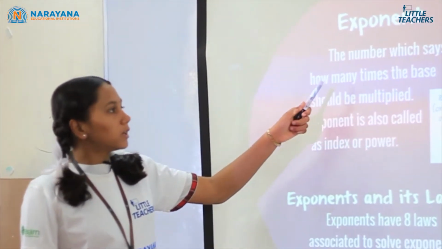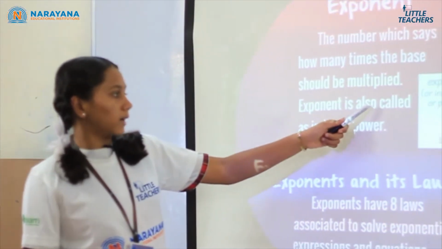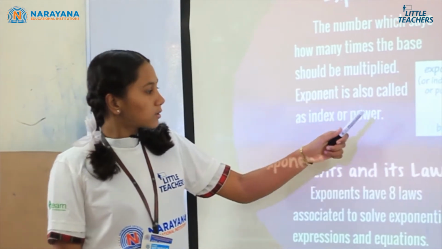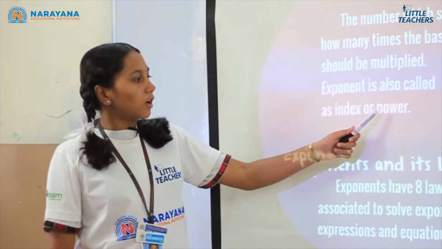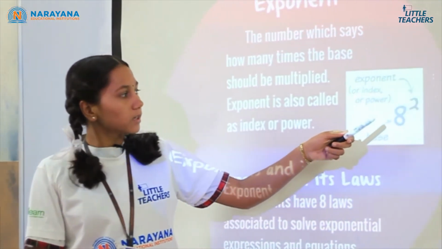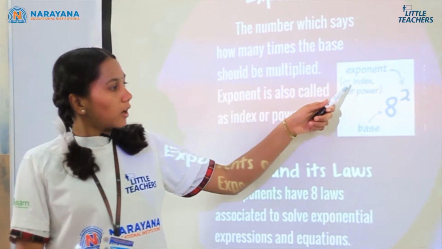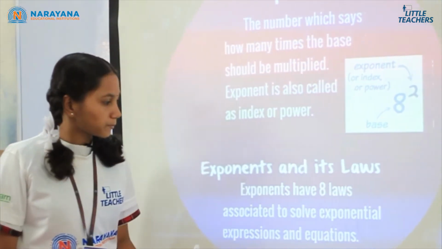Exponent is the number which says how many times the base should be multiplied. Exponent is also called index or power. Here we have an example of an exponent. Here 8 is the base and 2 is the exponent, or power, or index.